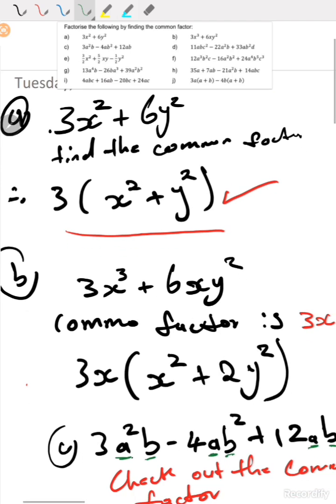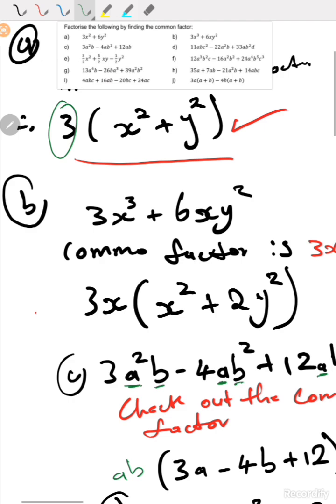When you find the common factor, you must know that 3 is the common factor because 3 goes into 3x squared and 6y squared. Then we put it there as the common factor, right? Whatever remains in the bracket is therefore your coefficient of 3. Because they said factorize the following by finding the common factor, you leave it like that. You leave it as 3 open brackets x squared plus y squared close brackets.